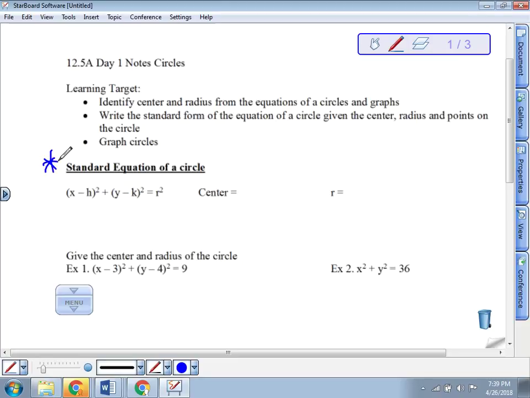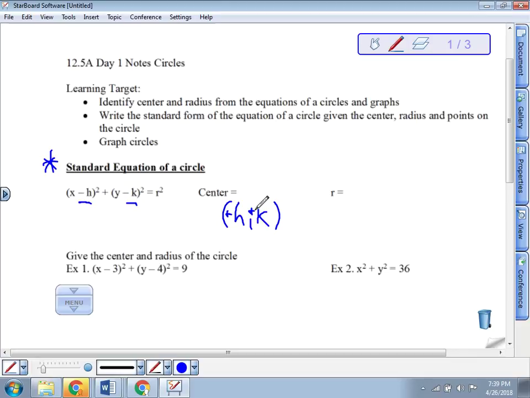It is in this form right here: x minus h squared plus y minus k squared. Notice minus h, minus k. Well, that tells us the center is at the point (h, k). So that will give us our center point on a graph. Notice if it's a minus h, the h here is positive, and if it's a minus k, this is a positive k. So they're always opposite. Keep that in mind.